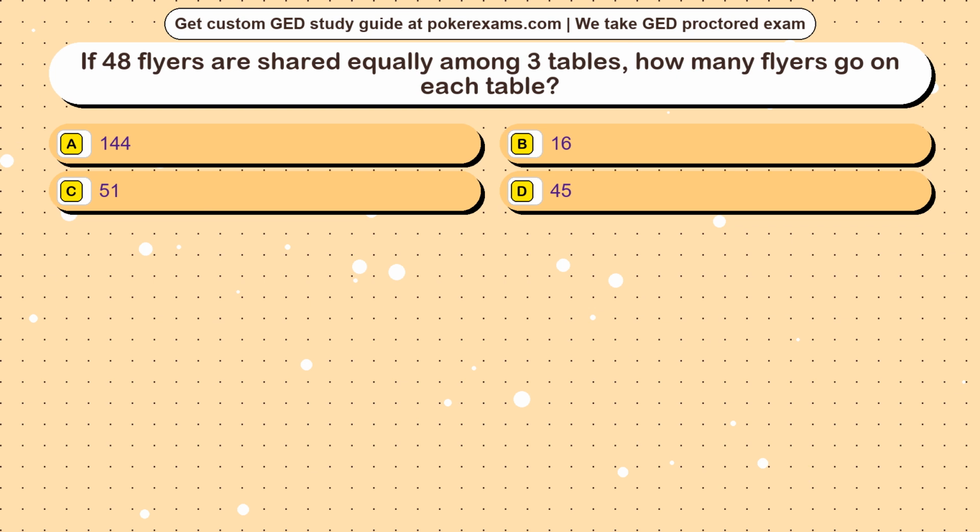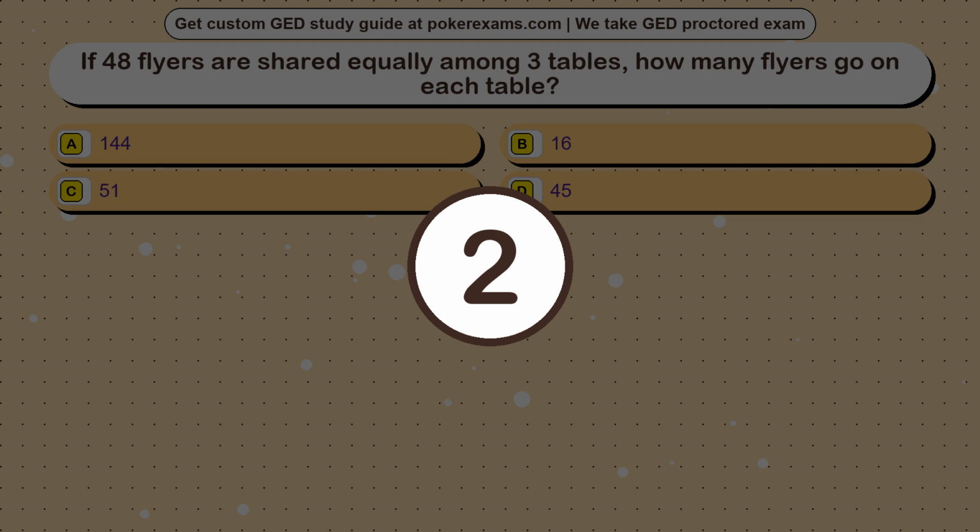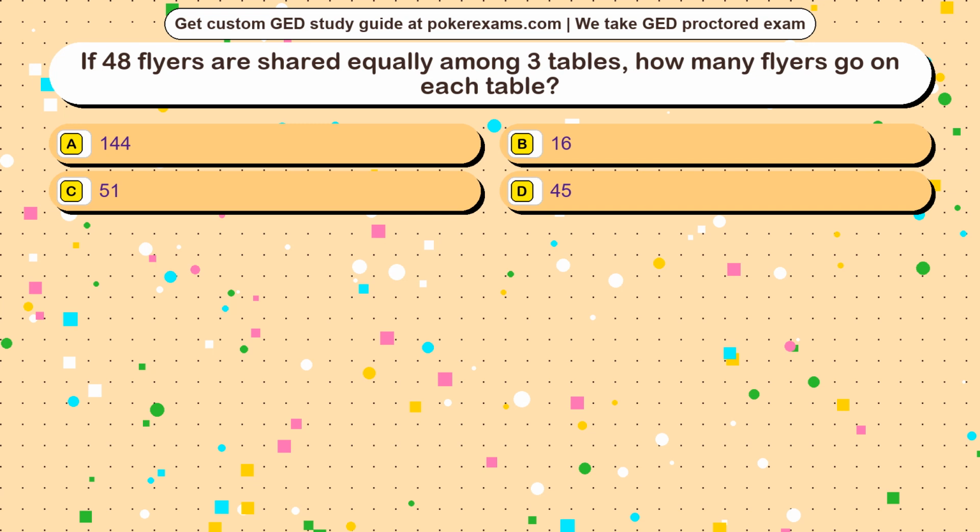Question 8. If 48 flyers are shared equally among 3 tables, how many flyers go on each table? Option A 144. Option B 16. Option C 51. Option D 45. The correct answer is option.